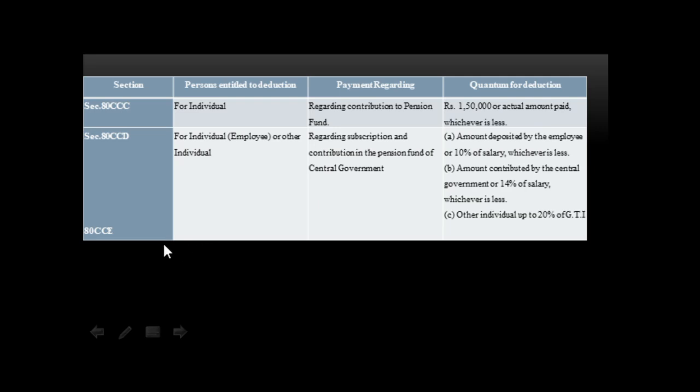And the next one is 80CCE. It is nothing but the aggregate amount of deductions under section 80C to 80CCC and 80CCD(1) shall not exceed 1,50,000 rupees. And under the aggregate section of 80CCE, the qualifying amount of rupees 50,000, in addition to rupees 1,50,000, will be eligible if the contribution has been made towards pension fund alone.